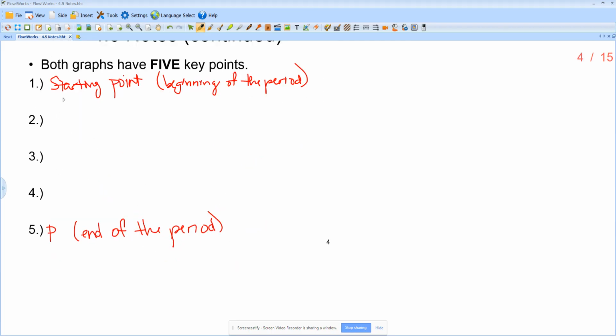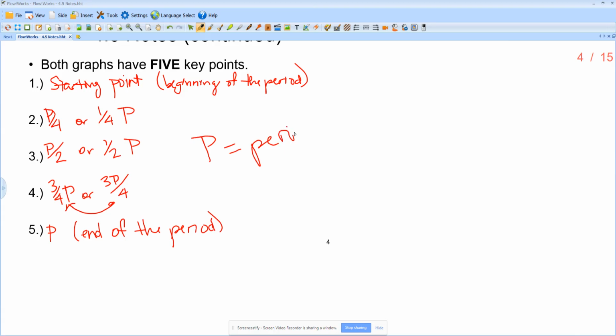And then you have the middle of that. So somewhere between 0 and P would be P over 2, or 1/2 P. The middle of that would be P over 4, or 1/4 P. And the middle in between these two would be 3/4 P, or 3P over 4. I wrote that wrong. And what P represents is the period of the function.